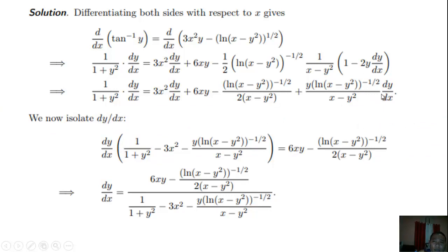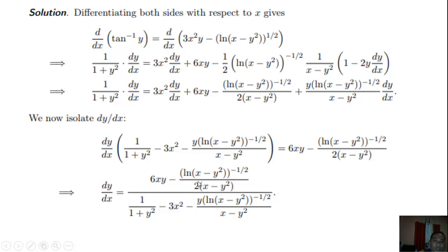And you will get lahat ng dy dx sa kabila, lahat ng walang dy dx sa kabila din. And then, dy dx, ito ay negative 3x squared. Ito ay magiging negative y ln of x minus y to the power of negative 1/2 over x minus y squared is equals to, ito ay sa kabilang side, and then minus ln of x minus y squared raised to the power of negative 1/2 over 2x minus y squared. Clear? Then, i-divide natin itong lahat sa napakahabang 1 plus y squared minus 3x squared minus y ln of x minus y squared raised to the power of negative 1/2 over x minus y squared.